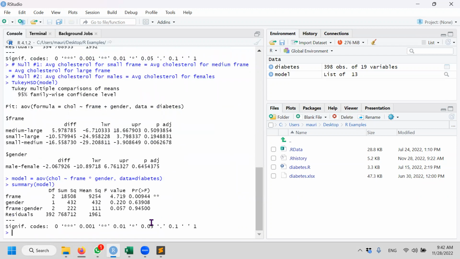So what happens, is there a relationship between body frame and gender? It comes up with another row in the ANOVA table. So there is the body frame and gender interaction. So we have a third hypothesis here. Does body frame and gender actually cause an effect? It doesn't. Okay. So this is where the two-way ANOVA works. It just tells us that only body frame affects the average cholesterol level. Okay. So this is two-way ANOVA.